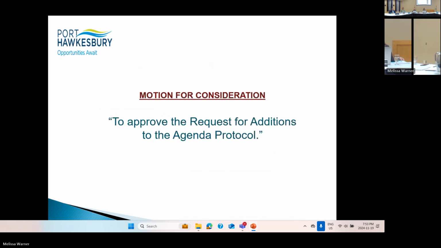Okay, so agenda setting protocol: to approve the request for additions to the agenda protocol. What is the wishes of council? Councillor Hart has moved and it is seconded by Councillor Barrett.